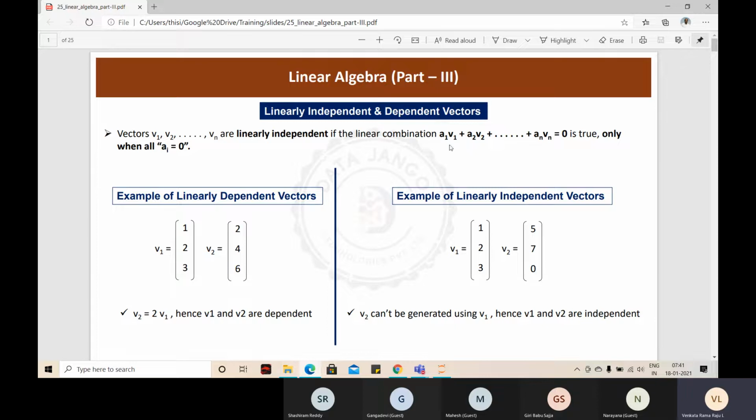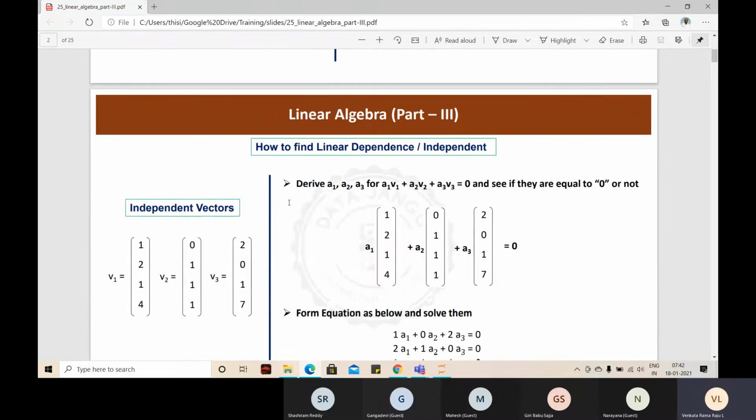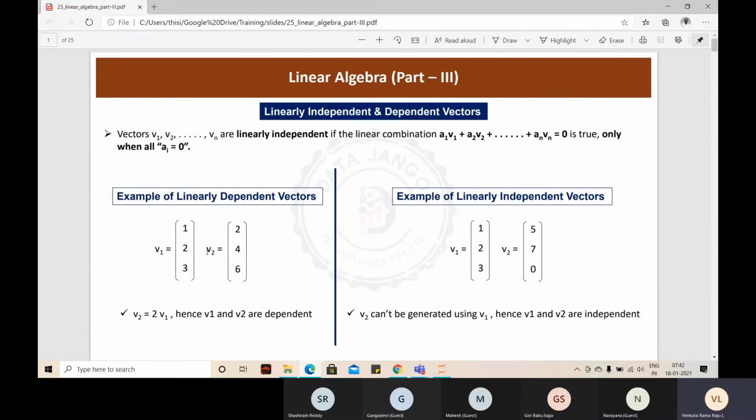If you have too many vectors or too many columns or rows and you want to see whether they are linearly dependent or independent, you need to form a linear combination of all those vectors and look at the coefficients. We can say these vectors are linearly independent only when these coefficients are 0. If one of those coefficients is non-zero, then we call it linearly dependent. So this is simple, right? If you see this, linearly dependent, linearly independent.